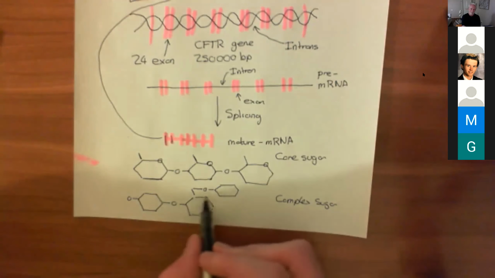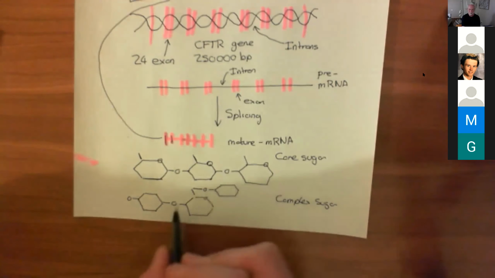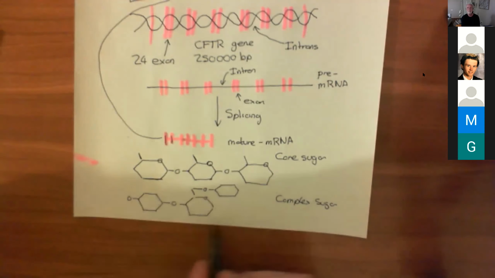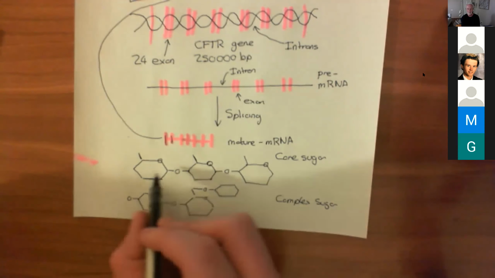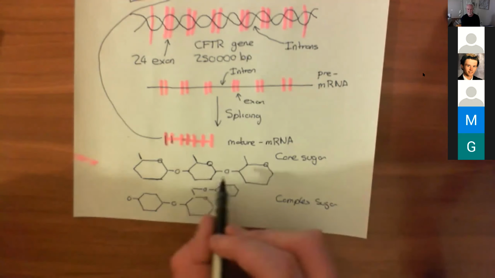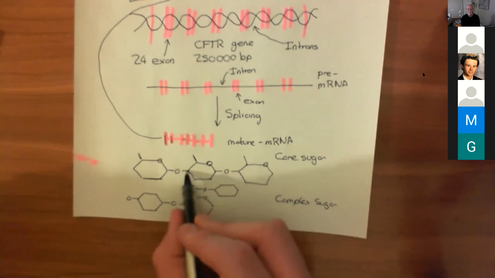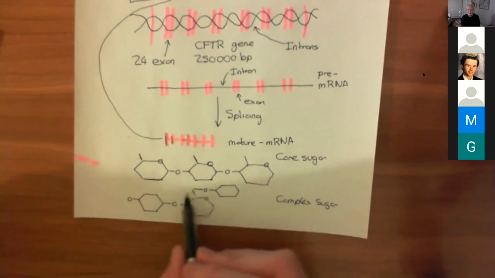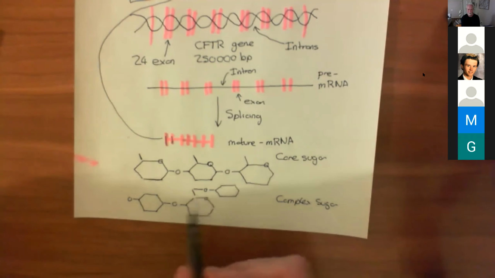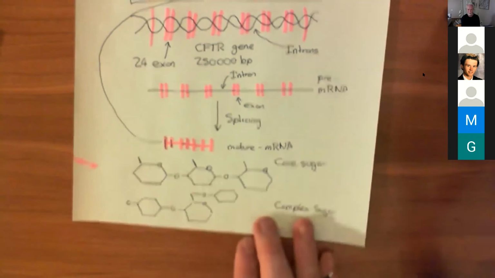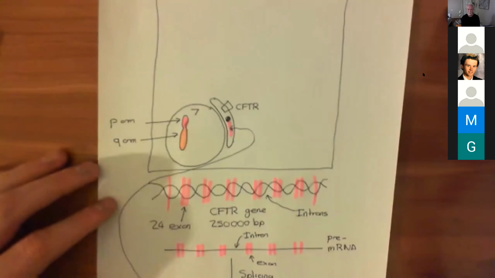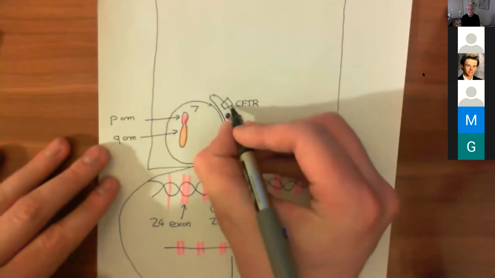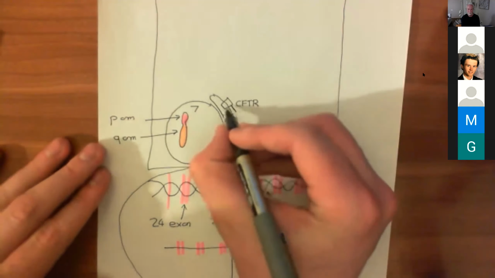sugars, and that's what's known as a complex sugar, where you have new sugars linked to the old ones of the carbohydrate chain, but you don't link them in a simple repeating pattern from the first hydroxyl group to the fourth hydroxyl group. Instead, you start linking them off of these other chains, and then you get a complex sugar. So in the endoplasmic reticulum, simple core sugars are added to the structure of CFTR.